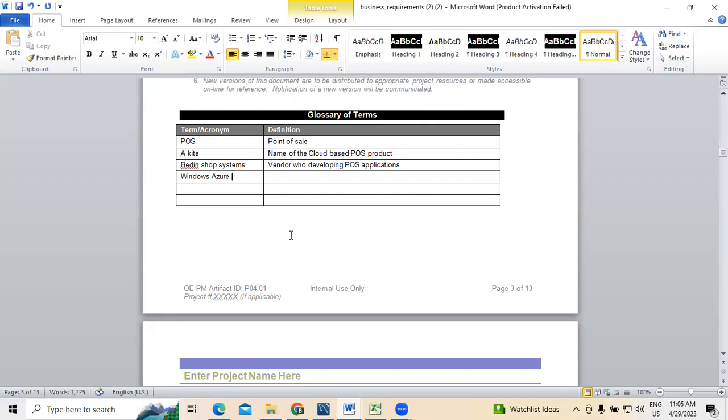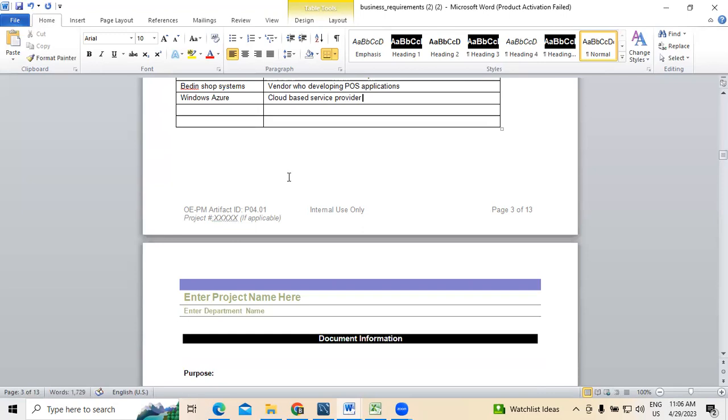Windows Azure is nothing but a cloud-based service provider, something like Amazon and all. It's a cloud-based service provider is what generally Windows Azure stands for. So this is how generally these terminologies and definitions will be given under the glossary of terms.